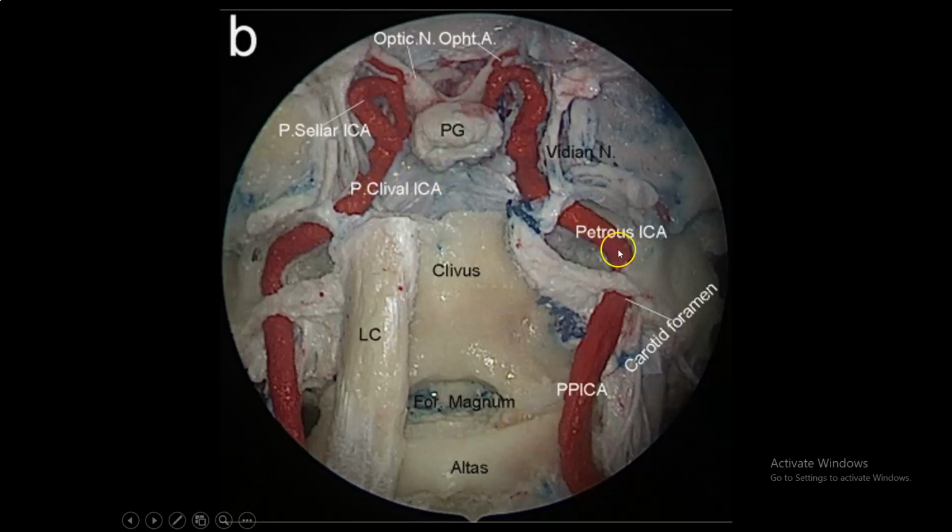Here is the posterior loop. Here is the lateral loop, which is medial to the Gasserian ganglion. And here is the Vidian nerve. You see the Vidian nerve? As I told you, above the Vidian nerve, the carotid is immediately lateral to the clivus. Below the Vidian nerve, the carotid is a bit far lateral from the clivus. You see? So if you have a lesion in the clivus involving the lower two-thirds, below the Vidian canal, you are relatively safe. Above the Vidian canal or at the Vidian canal, it's very dangerous. If you go a bit lateral to the clivus, you'll find the carotid here.